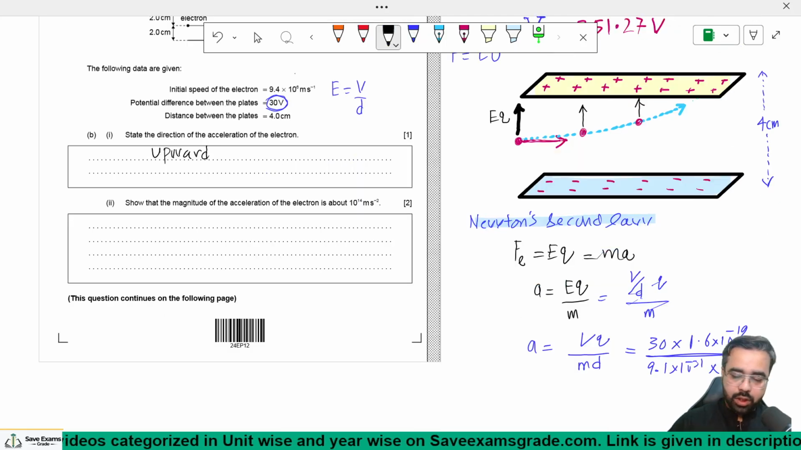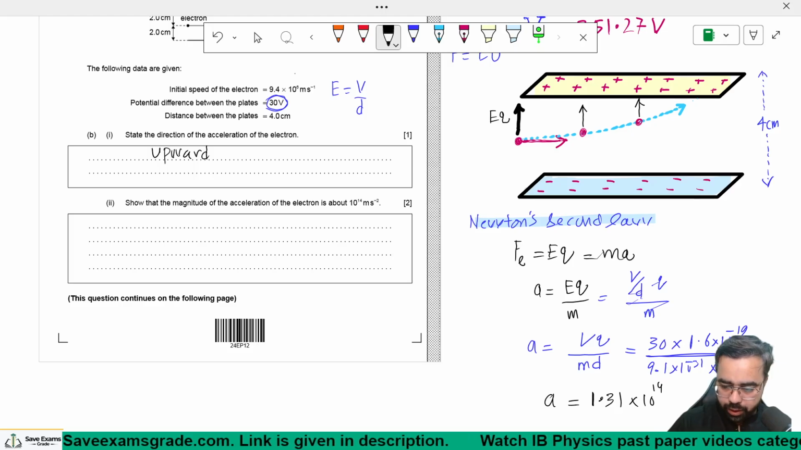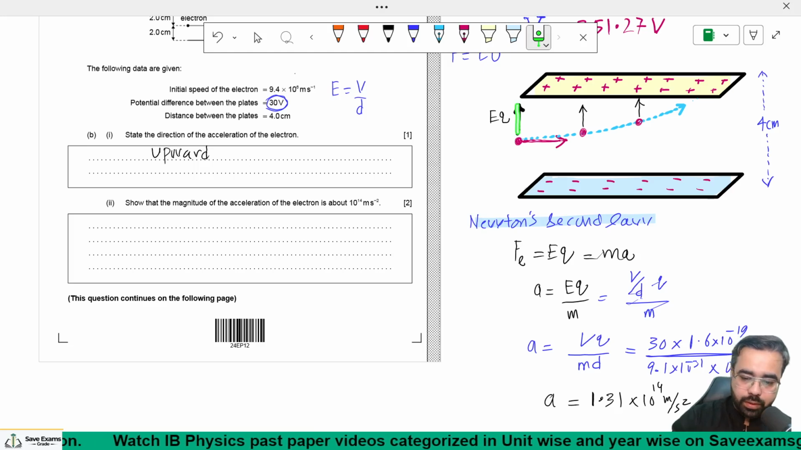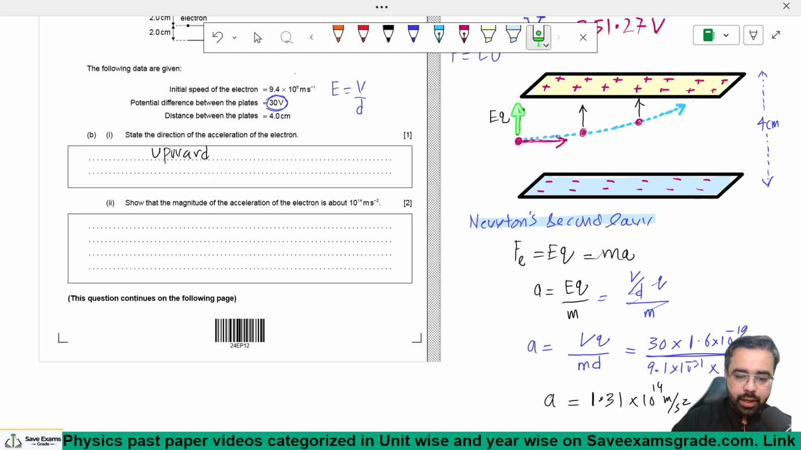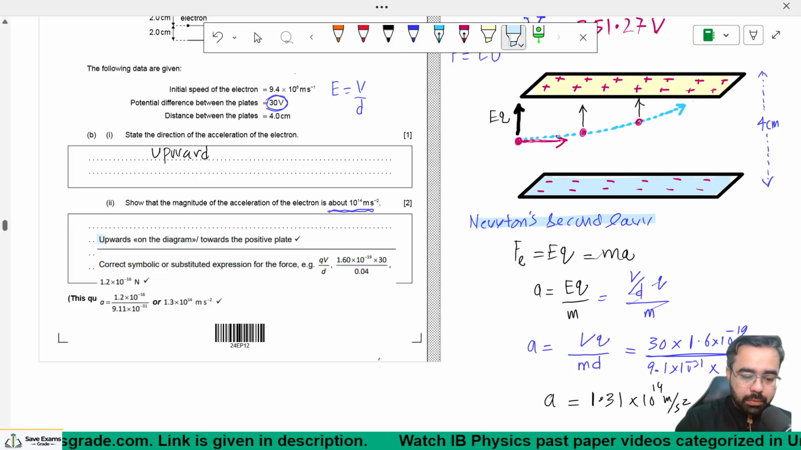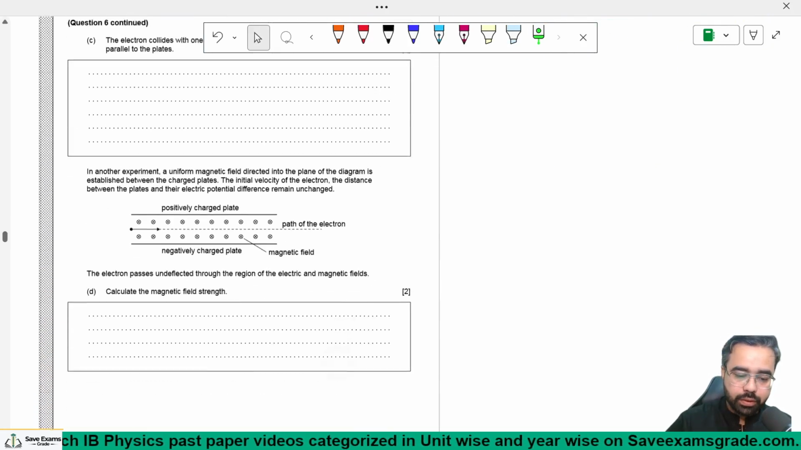Let me check. So our answer for acceleration, which I have calculated, is 1.31 times 10 to the power 14 meters per second squared. So this is the acceleration due to this force, which is vertically upward, right? And you can see it is about 10 to the power 14. So that is our answer. This is the mark scheme for the first part, and this is the mark scheme for the second part. Okay, now let's move to the next part.